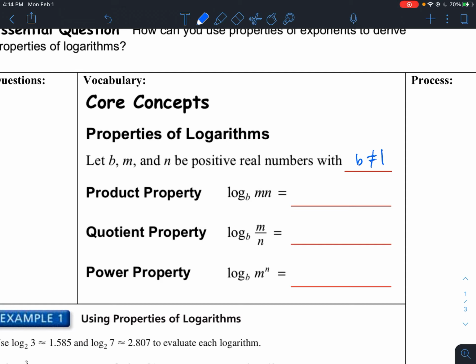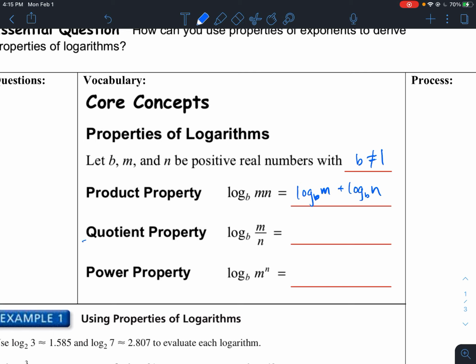So the product property, log base b of m times n, is equivalent to the log base b of m plus log base b of n. Okay? So this is a property that will help us simplify and evaluate logarithms. Log base b of m times n is equivalent to log base b of m plus logarithm base b of n. So that's the product property. So they have to be multiplied.